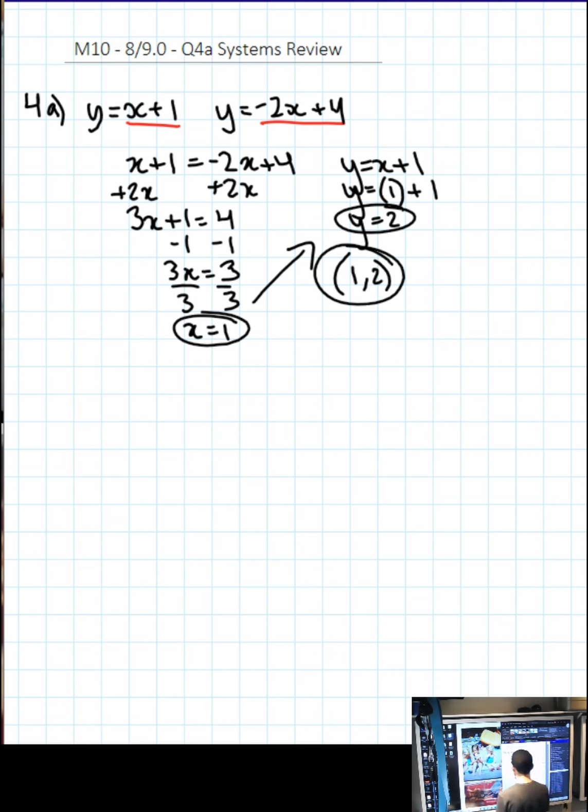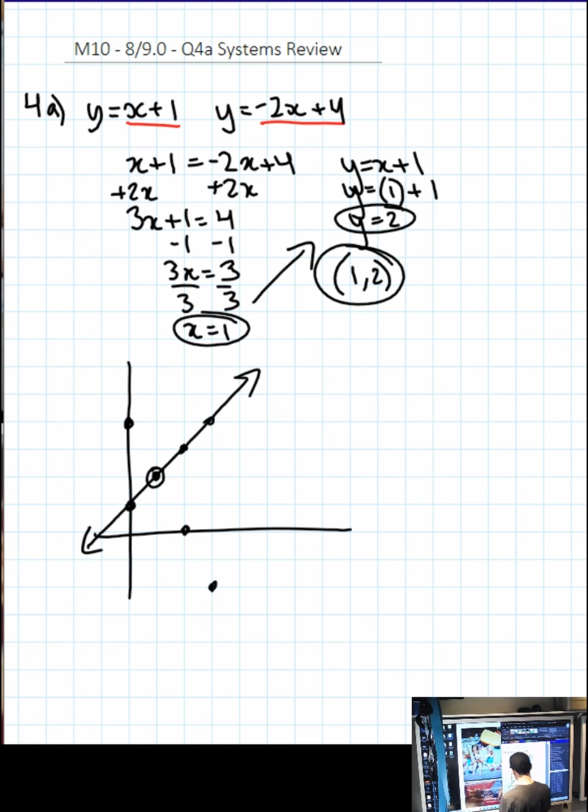So now let's graph it. So let's take the graph, x plus 1, y-intercept of 1, and a slope of 1. And the other equation has a y-intercept of 4 and a slope of negative 2. Circle the intersection, down 2 over 1, down 2 over 1, put a line through it, and call it the intersection 1, 2, and confirm that you are correct.